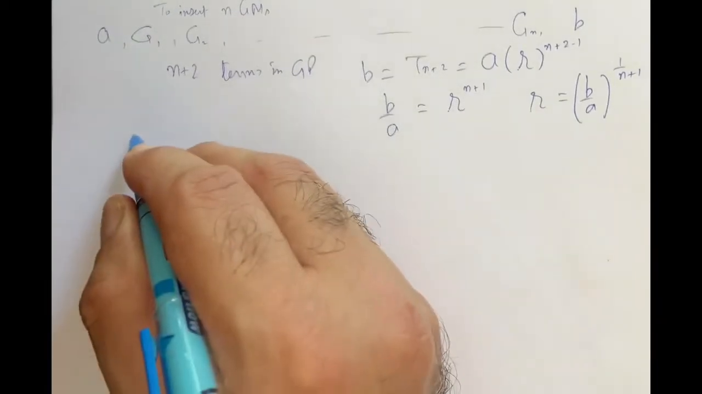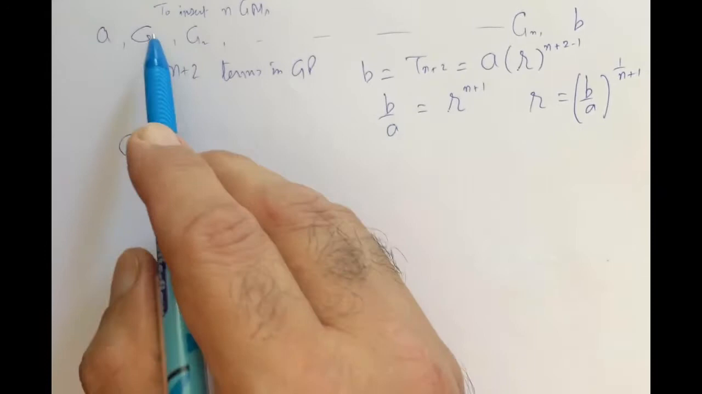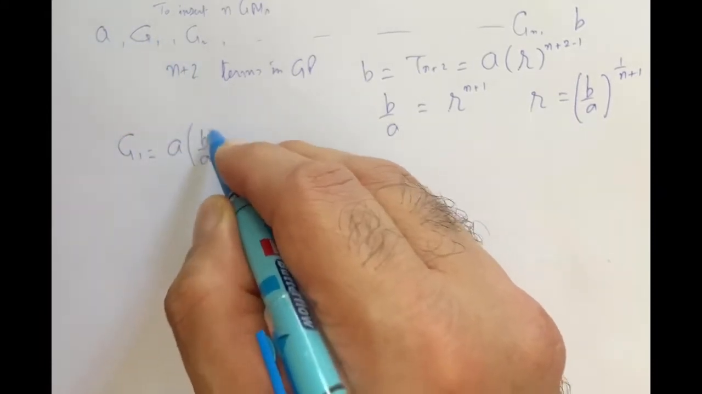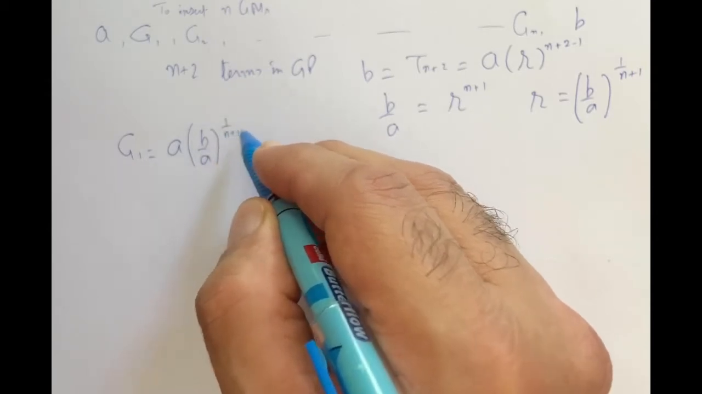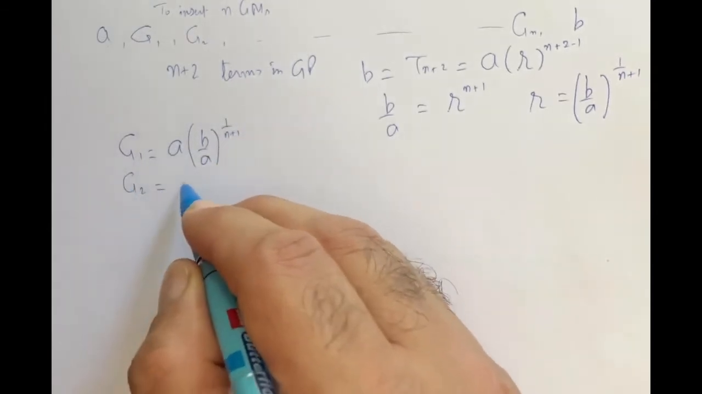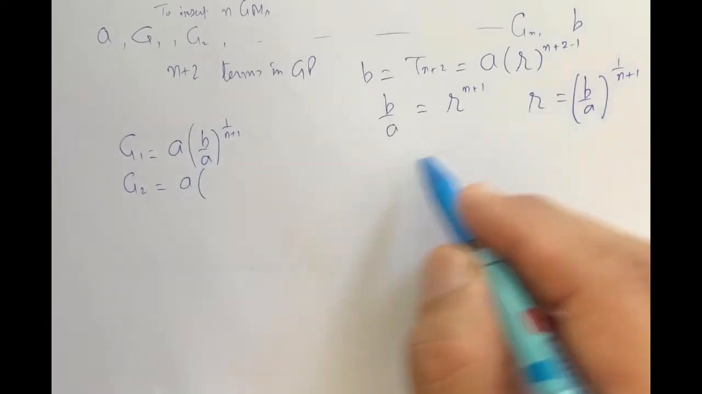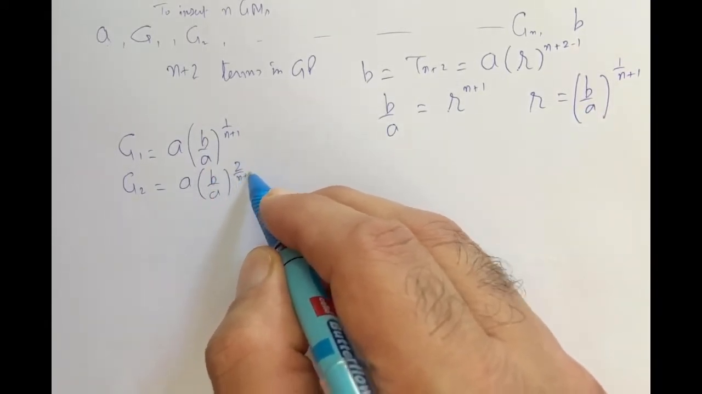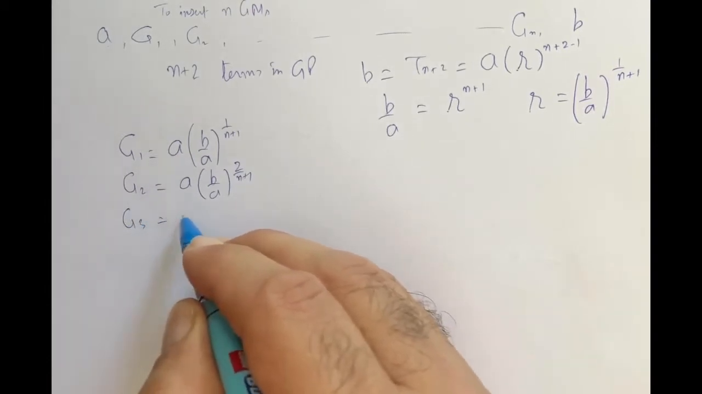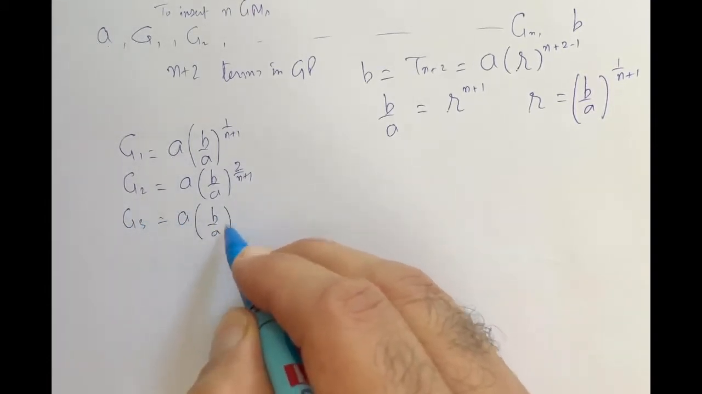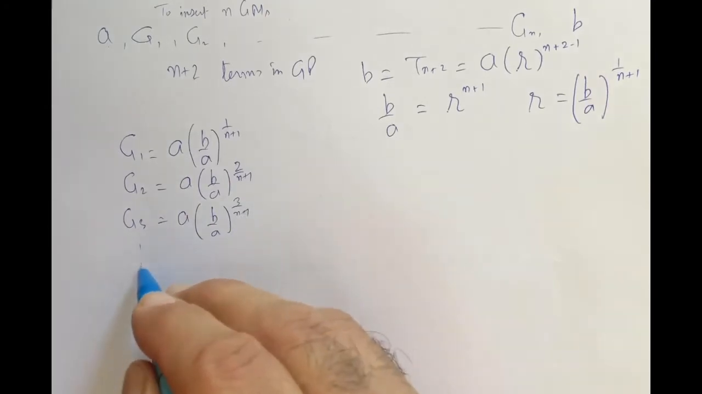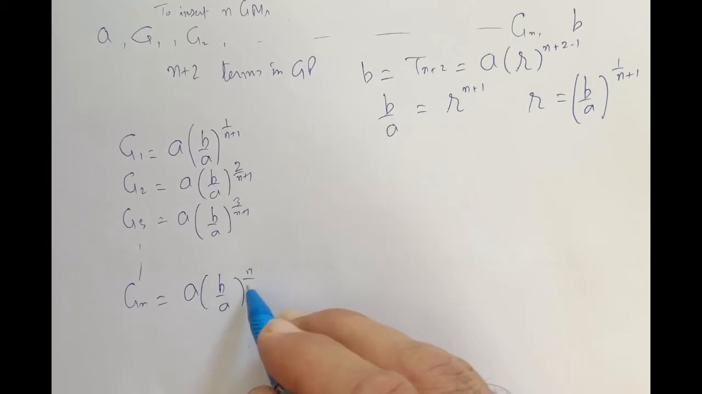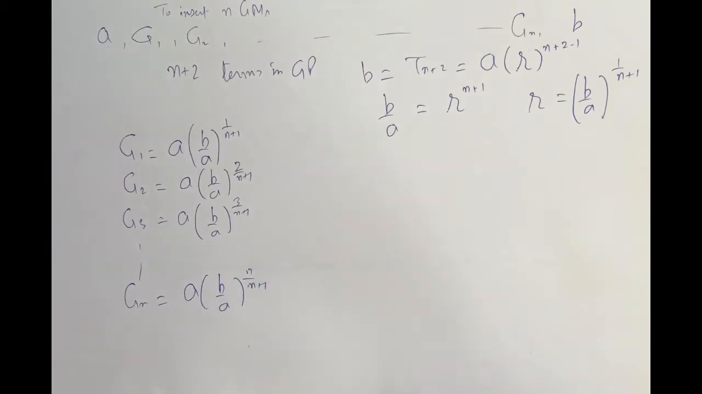Once the common ratio is known, we can write g1, this will be a into r, a into b by a raised to 1 by n plus 1. Second geometric mean will be a into the square of this, that is a into b by a raised to 2 by n plus 1. Third geometric mean, a into b by a raised to 3 by n plus 1 and so on. Nth geometric mean, a into b by a raised to n upon n plus 1.